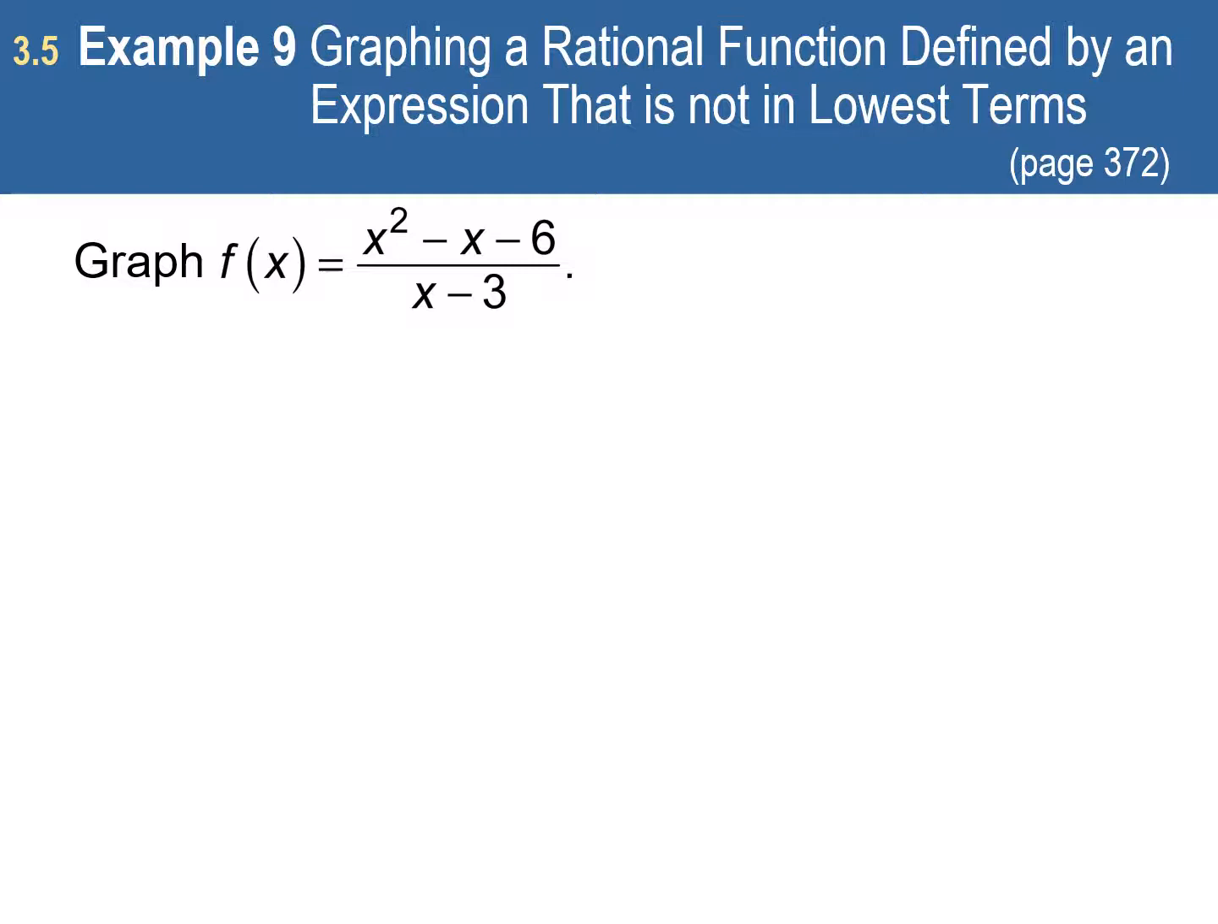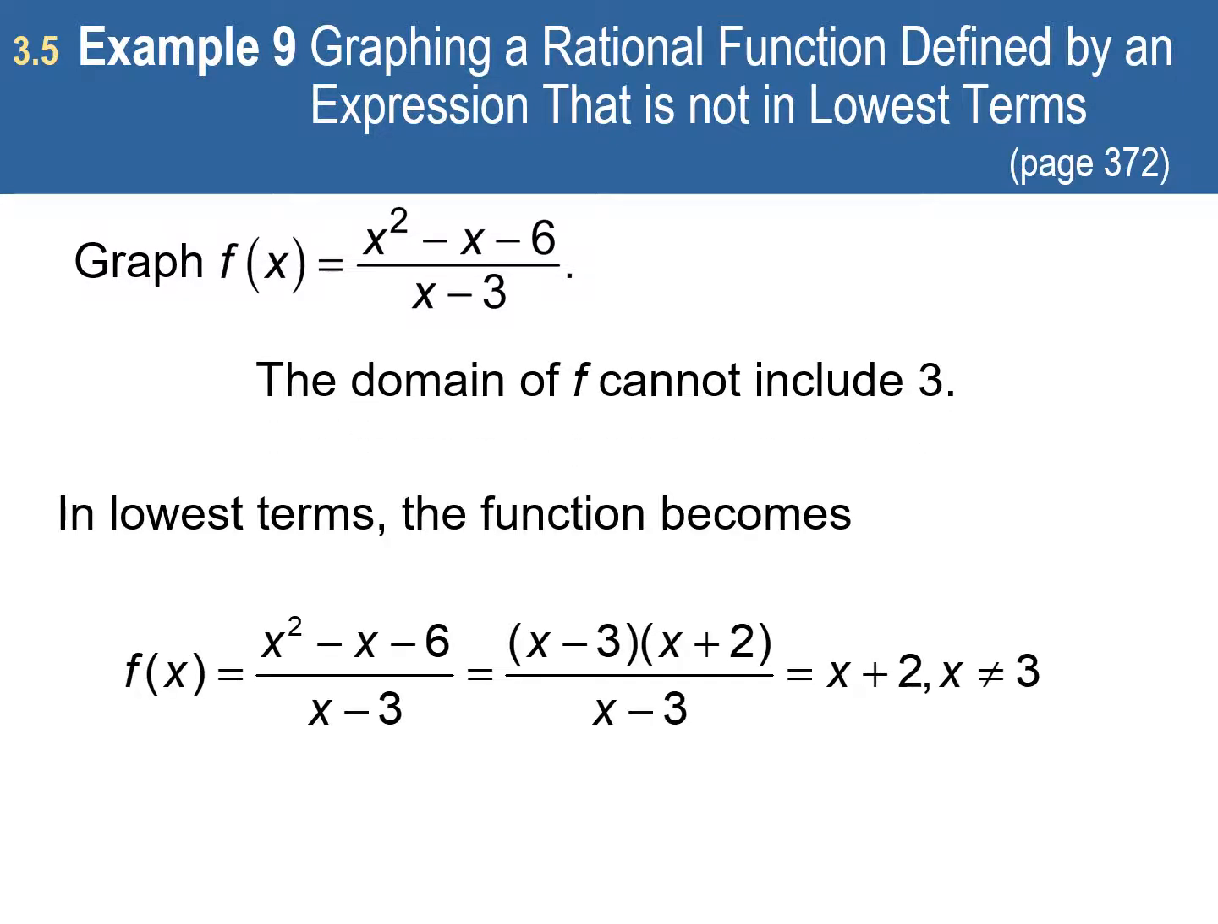So suppose we want to graph f of x equals x squared minus x minus 6 divided by x minus 3. We know the domain of f can't include 3. So when we factor the numerator, we see we're able to simplify to the line f of x is x plus 2, but we still have to eliminate x equals 3 because it's not in the domain of the original function.